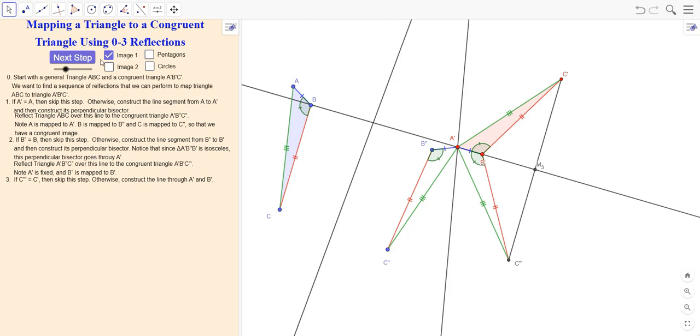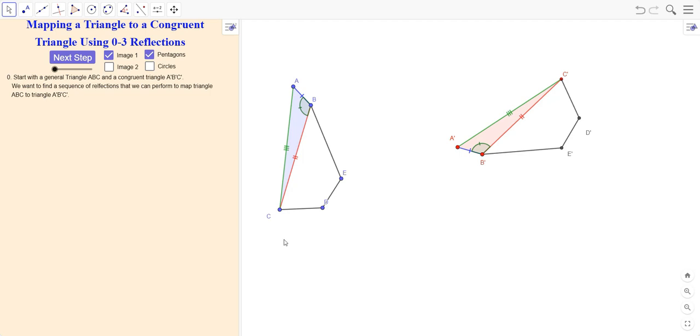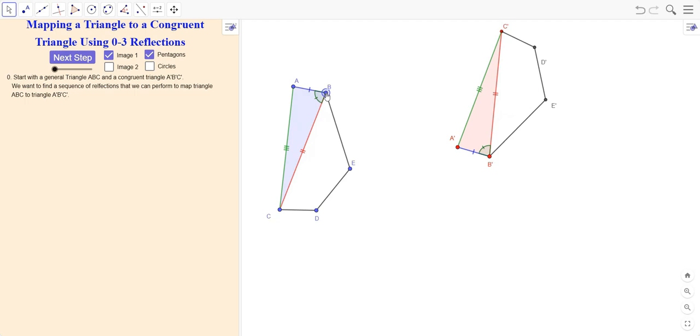So now the question becomes, what about something more complicated? Let's say we have more vertices, like a pentagon here, and here we have a congruent pentagon, just like we did with the triangles. So how do we get from this one to this one? Could it take more than three? We know it's going to take three to get A, B, and C to A prime, B prime, and C prime, but do we need more reflections to get the others to work out?